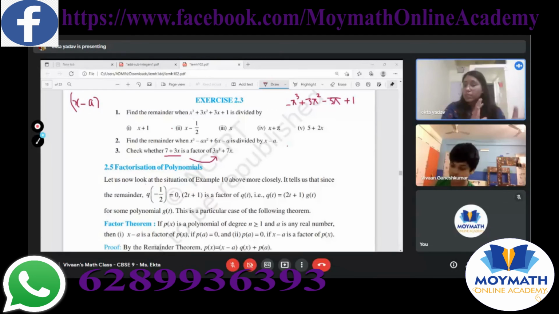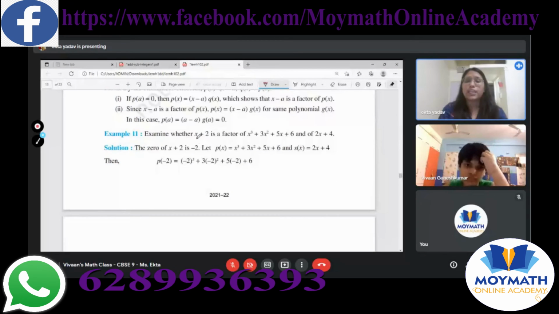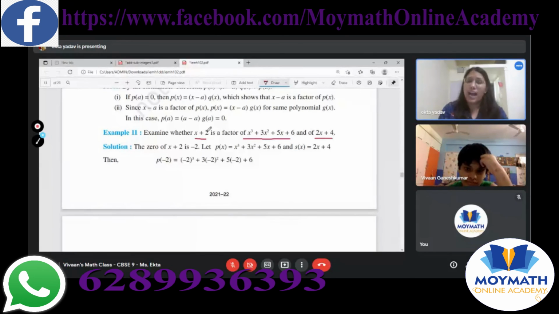Okay. Now we talked about the remainder theorem. The next topic is the factor theorem. The sums in this are like this only. So let's begin with the examples. Example 1 says: examine whether x plus 2 is a factor of this polynomial. You know how to do it. Equate x plus 2 to 0, find the value of x and put that value in the polynomial. If it is 0, it's a factor. That's the factor theorem.